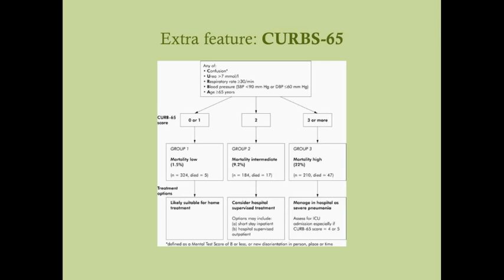Urea greater than 7 would count as 1 point. Respiratory rate of greater than 30, so as I mentioned earlier, that's a sign of respiratory distress, so tachypnea, that counts as a point. Blood pressure, systolic less than 90, and then age greater than 65 years. So 0 to 1 points, you can probably send them home. 2 points, inpatient. 3 or more, inpatient, possibly ICU.